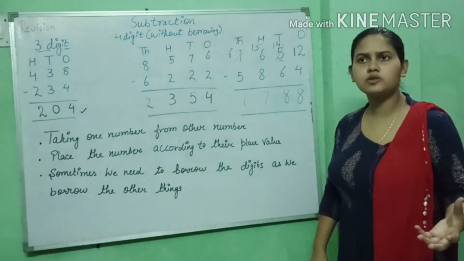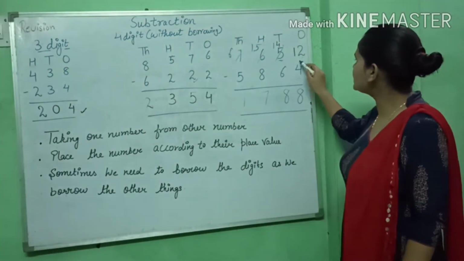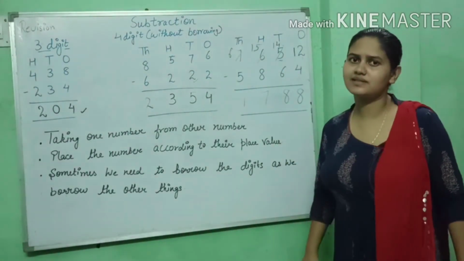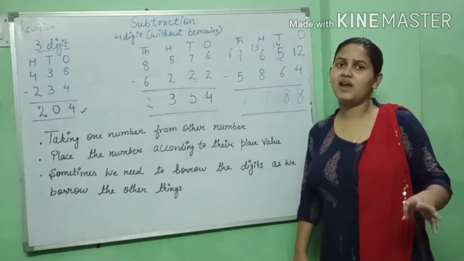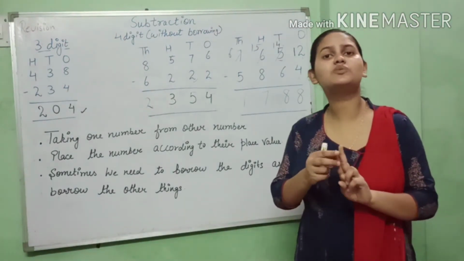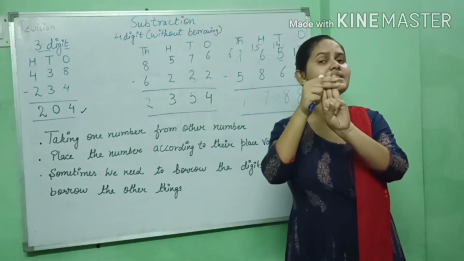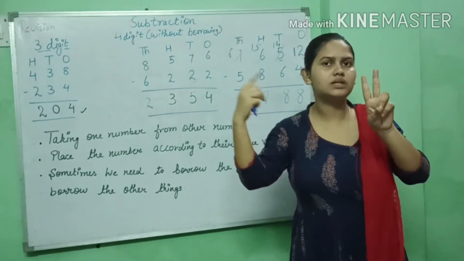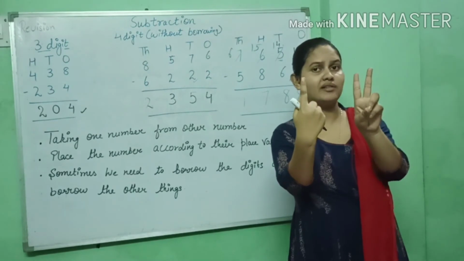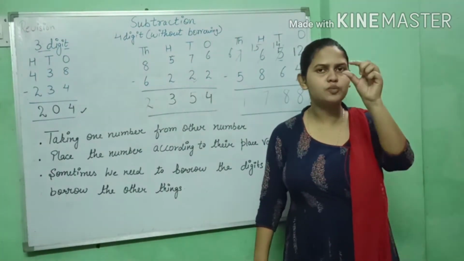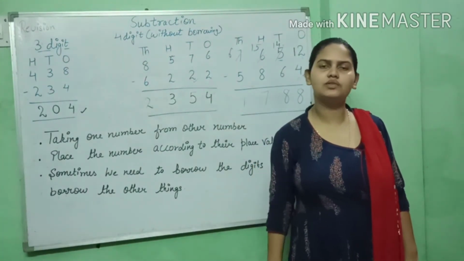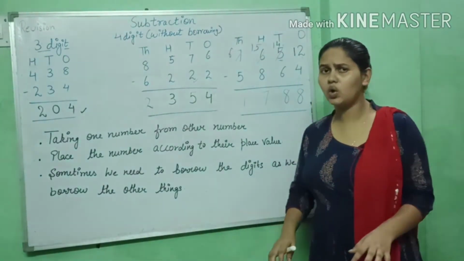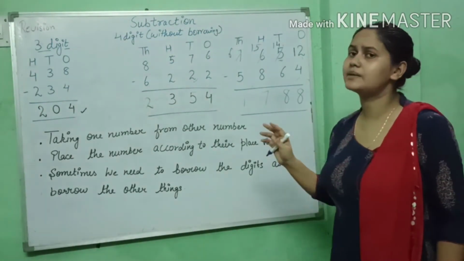Because it is impossible to subtract a bigger digit from a smaller number. I can't subtract 3 from 2 because 2 is smaller and 3 is bigger, right? We can't. But when 2 takes 1, it becomes 12, and 3 becomes the smaller one because 12 is bigger than 3. So we can subtract that number. In this way we learn subtraction.